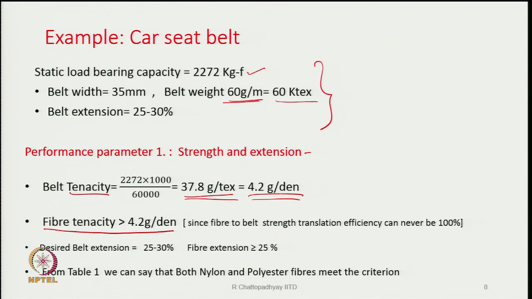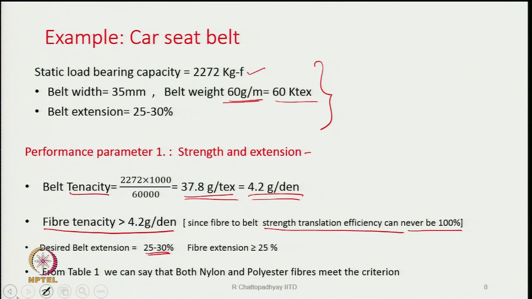It should not be equal to or less than this. It has to be always more than this, because the strength translation efficiency from the fiber or the filament to the belt can never be 100%. And therefore, it is better that we should go for a tenacity value which is more than 4.2. Similarly, the belt extension should be around 25 to 30%. That means the fiber extension also has to be close to this, not less than this.